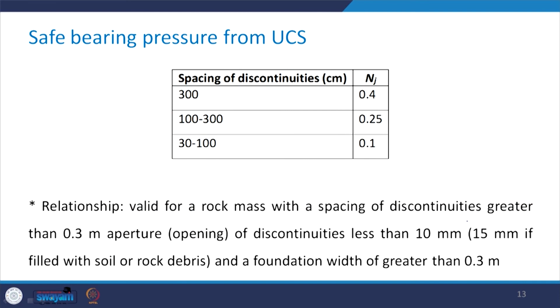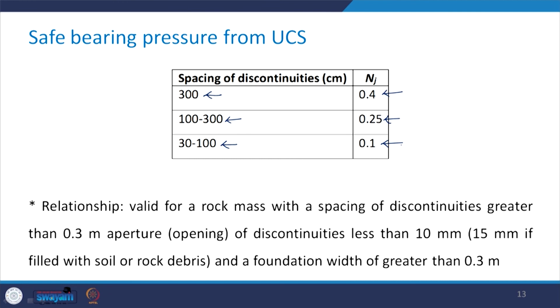Now based upon the spacing of the discontinuities, you can assign the value of Nj if you don't want to evaluate it from that expression. So this table has been given for your guidance: in case you have the spacing of the discontinuities as 300 centimeter, then Nj can be taken as 0.4. If you have 100 to 300, it is 0.25, and in case the spacing of discontinuities lies between 30 to 100 centimeter, this Nj is 0.1.